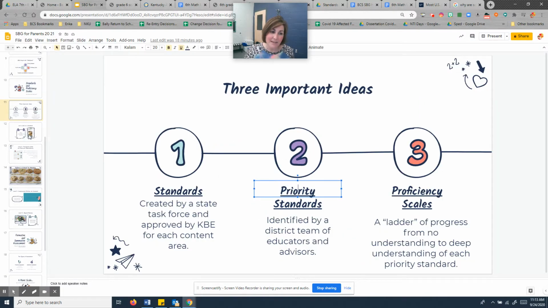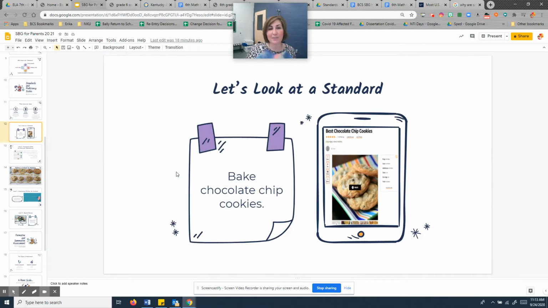I thought maybe it would be easier to explain standards and proficiency scales using something that's familiar to all of us. And well, I'm hungry right now, so this is what I picked: baking chocolate chip cookies. So let's say that our standard for this class is being able to bake chocolate chip cookies to a mastery level. So that's the standard, baking chocolate chip cookies to a mastery level.